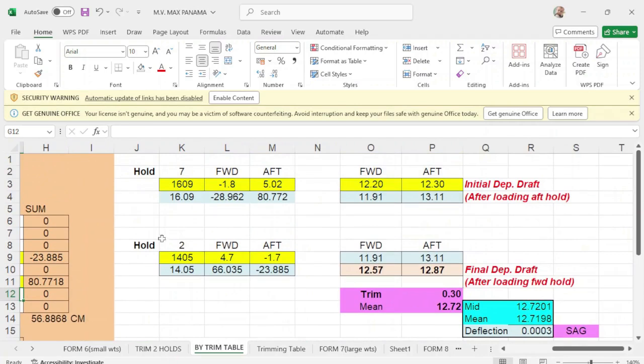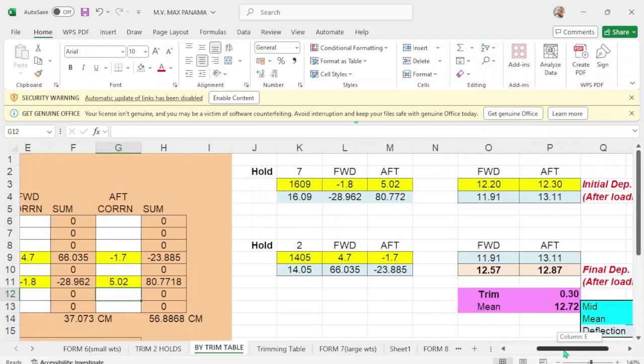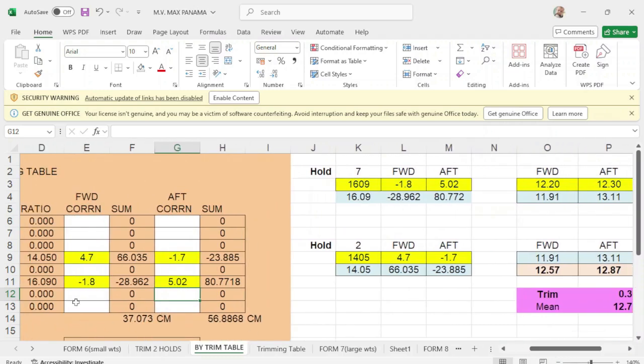Since you want to load first in hole number 7 of 1609, they put in the forward correction of negative 1.8 and up is 5.02. In hole number 2, you load 1.05. The forward correction is 4.7 and up correction is negative 1.7.